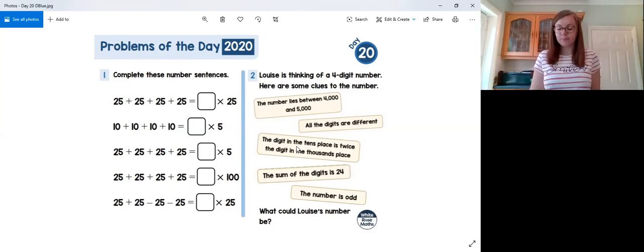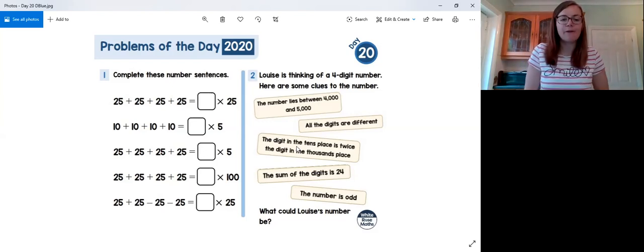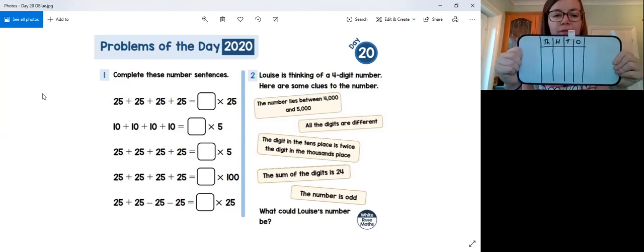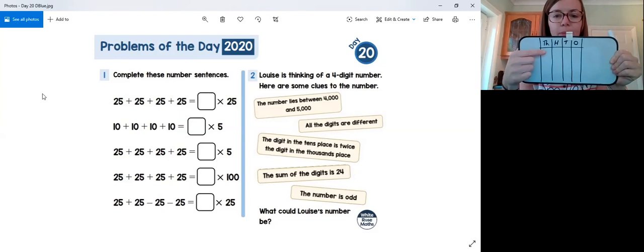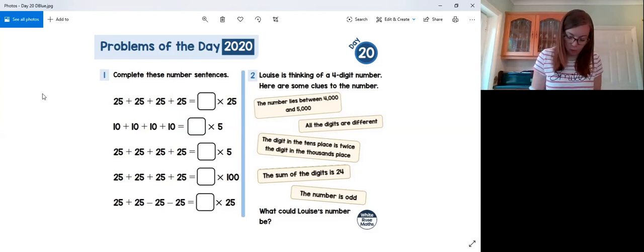Now we can start reading the clues. Right, the number is between 4,000 and 5,000. Okay, can I fill out any of my columns yet if it's between 4,000 and 5,000? I think I can fill out the number in the thousands column because the smallest number it could be is 4,001 and the biggest number it could be is 4,999. So this must be a 4. So I'm going to start off by filling out a 4.